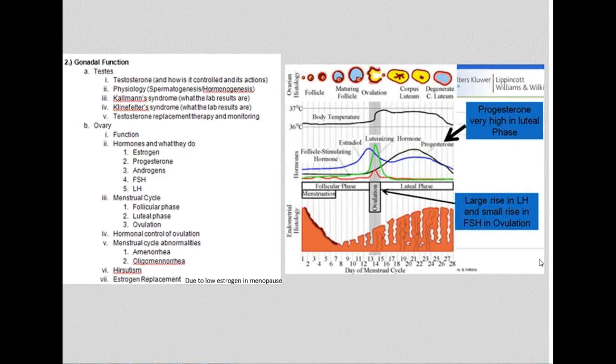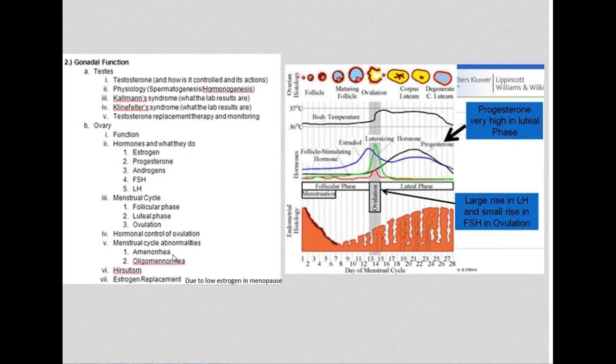With the ovaries, we have some hormones: estrogen, progesterone, FSH, and LH. A little bit on here of what they do. Progesterone is very high in the luteal phase, and it helps ready the uterus for implantation. Know that ovulation is caused by a large rise in LH. FSH causes the release of an egg. There's not a whole lot here that we really need to know, but we do a lot of lab testing on these things.